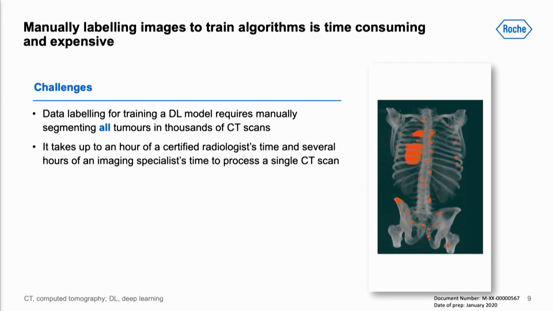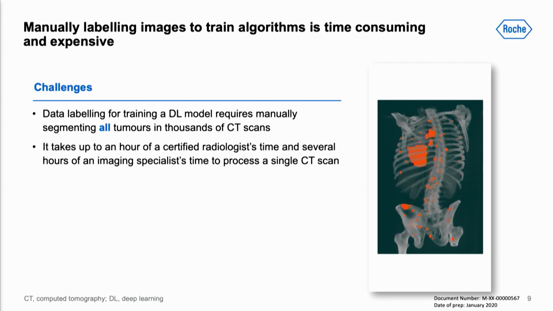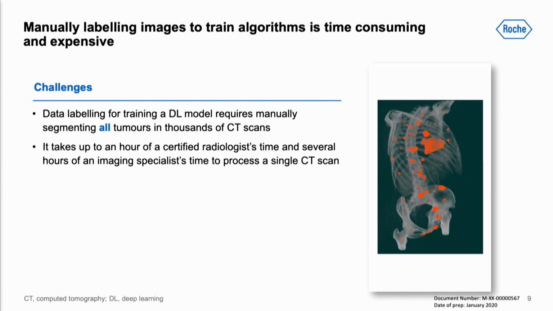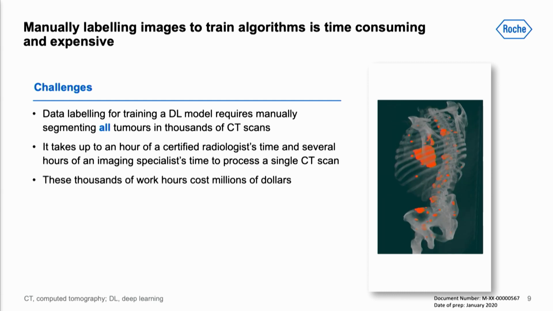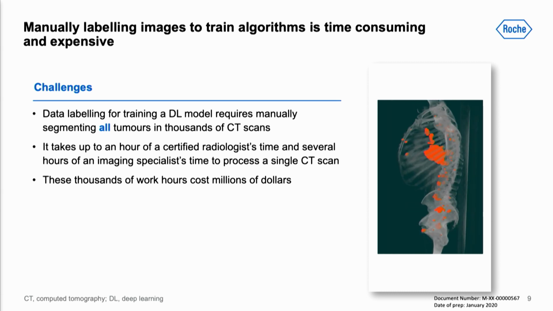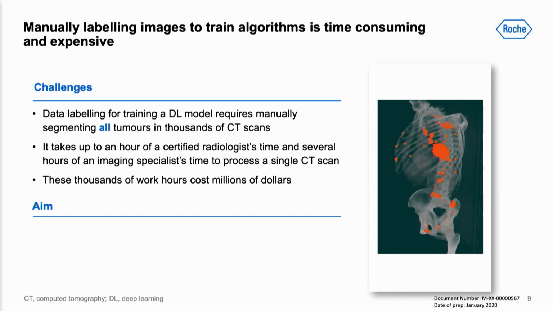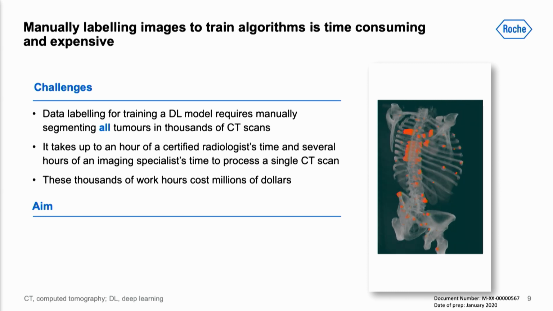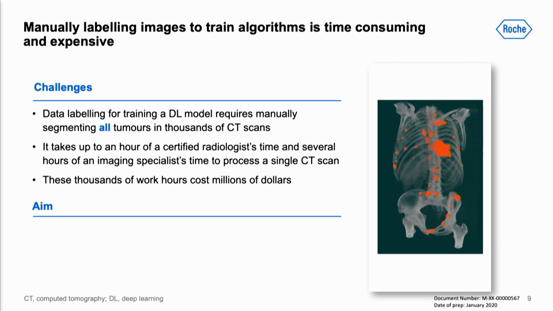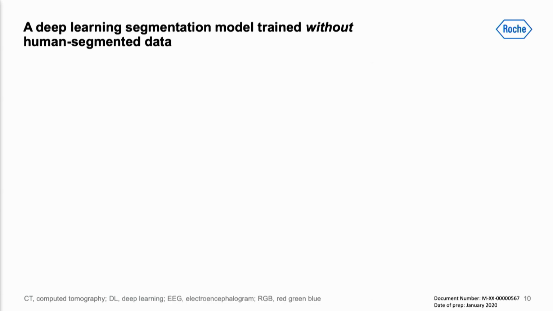And then it takes 3-4 times longer for an imaging specialist to actually outline the lesion in every slice. So as you can imagine, it takes thousands of work hours and millions of dollars to get this kind of data set. So the question is, can we do without it? Can we find an algorithm which doesn't need human segmented data? And that's like the latest development.